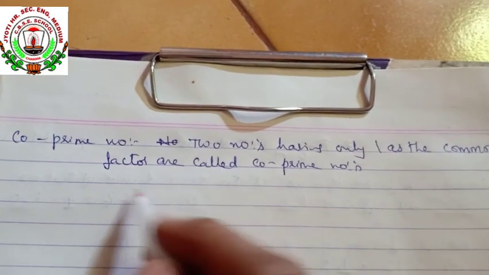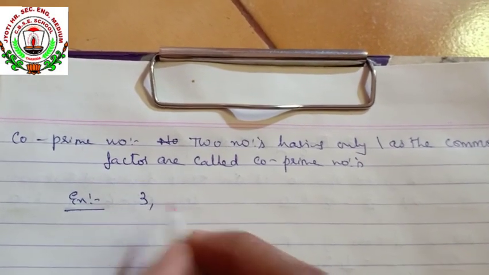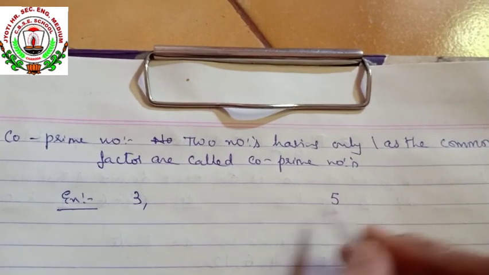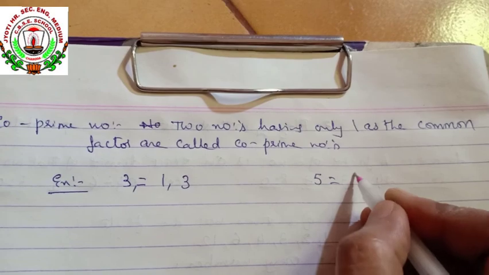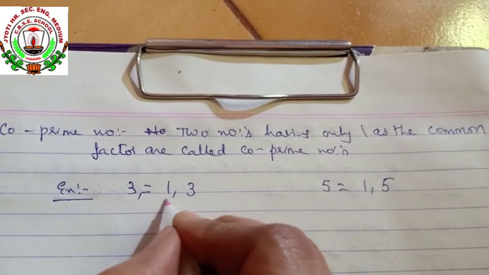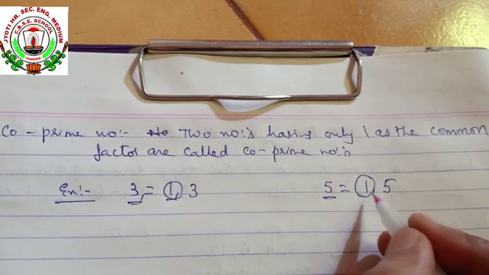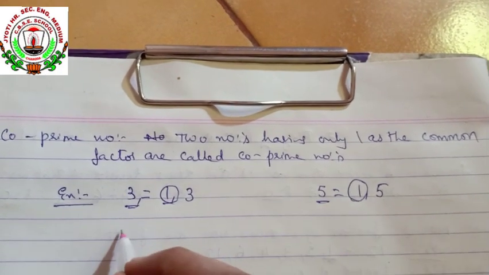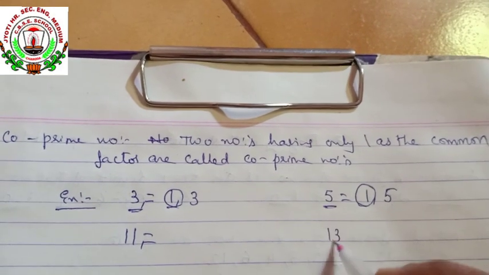That is, for example, I'm taking numbers like 3 and 5. Factors of 3 are 1 and 3. Factors of 5 are 1 and 5. In these two, 1 is the common one. So 3 and 5 are called co-prime numbers.